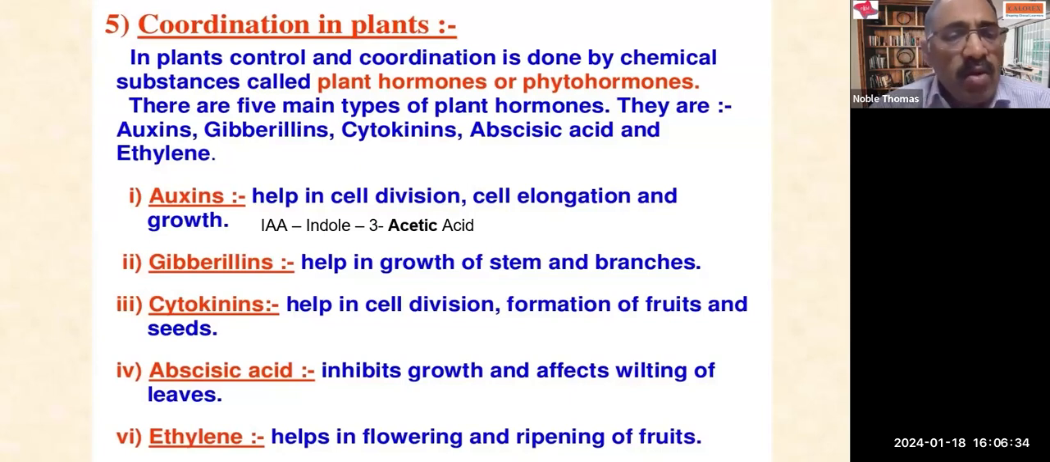We always say auxins, gibberellins, cytokinins. Why? Because they are not one chemical, they are a group of chemicals. There are many chemicals which show a function similar to that of auxins. Any of these chemicals will have the same effect on the plant cells. Their major effect is cell division.